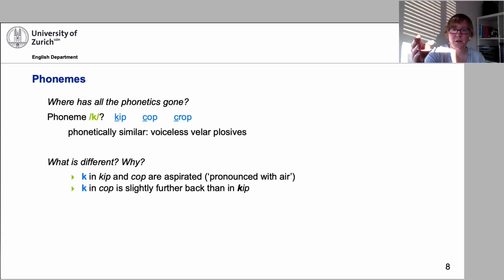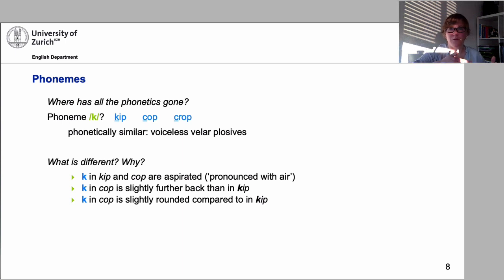Now, why is that? Well, in cop, what follows is an o sound, which is a back vowel. So your tongue moves backwards in anticipation of the o sound, which makes it slightly further back. And for the e sound in kip, your tongue has to move forward, so your tongue already prepares for the production of the e. The same argument holds for the difference between cop and kip in terms of lip rounding. In cop, you already have your lips slightly rounded because the o sound is rounded, whereas for kip, you have an unrounded vowel, so your lips will not be rounded. So here we have different variants of the phoneme k that we call allophones.